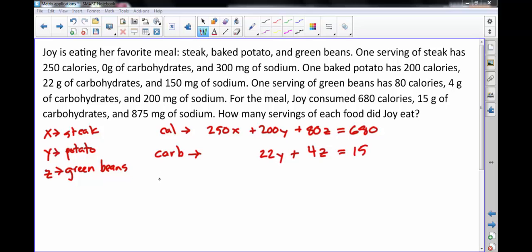And then finally, for the sodium, the steak had 300. The baked potato had 150. The green beans, 200. And her grand total for the meal was 875. Folks, right here you've got your system. If you change that to a matrix, you can solve and figure out what Joy had for her meal. So again, pause the video and do the calculator work here.